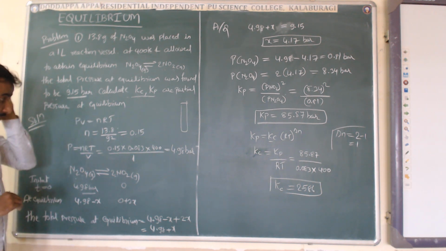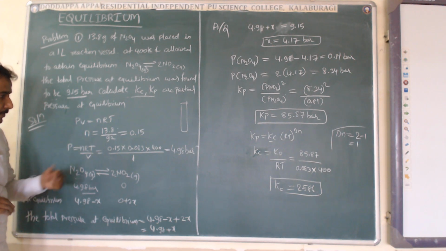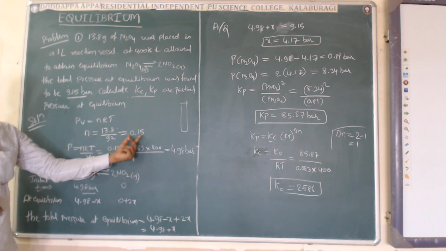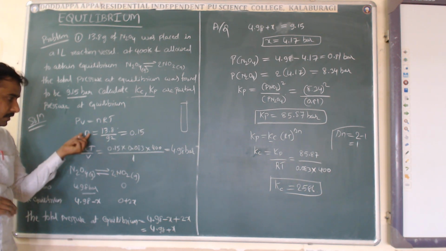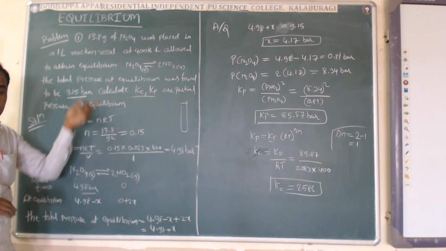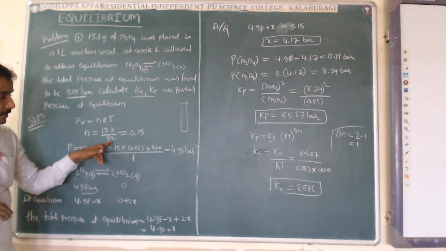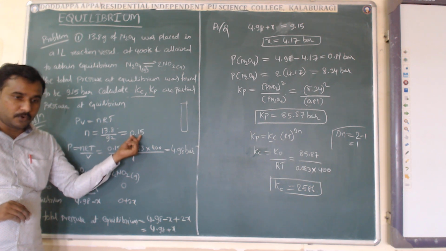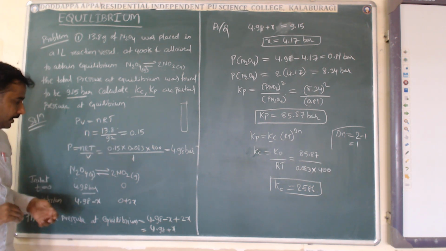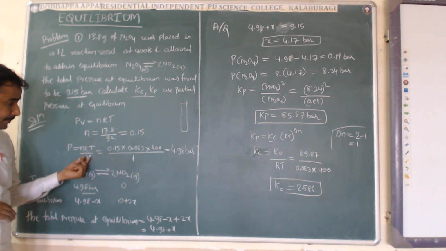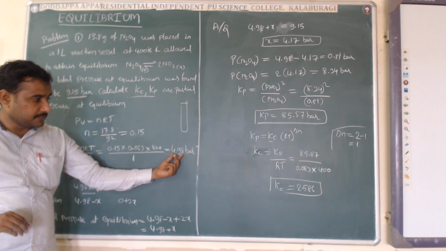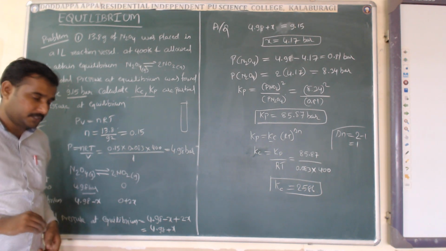Here, first you have to find out the pressure. To find the pressure, the 13.8 grams has to be converted into moles. n represents the number of moles. Number of moles is equal to 13.8 divided by 92, where 92 is the molecular mass of N2O4. Doing 13.8 divided by 92, you get 0.15 moles. Then P is equal to nRT divided by V. I multiplied these values and got the pressure, 4.98 bar.